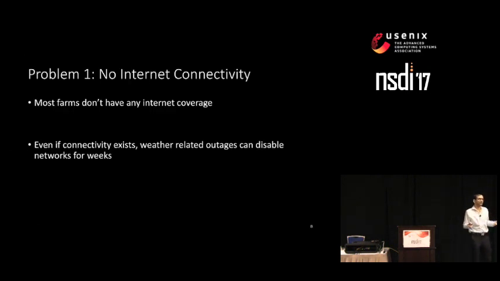Farms do not have any internet connectivity. Most farms in the United States don't have any internet connection at all. These farms are in rural areas which are sparsely populated and don't have cellular coverage. And even if they have some connectivity, this connectivity is prone to weather-related outages. There can be a thunderstorm and your network might be down for weeks.